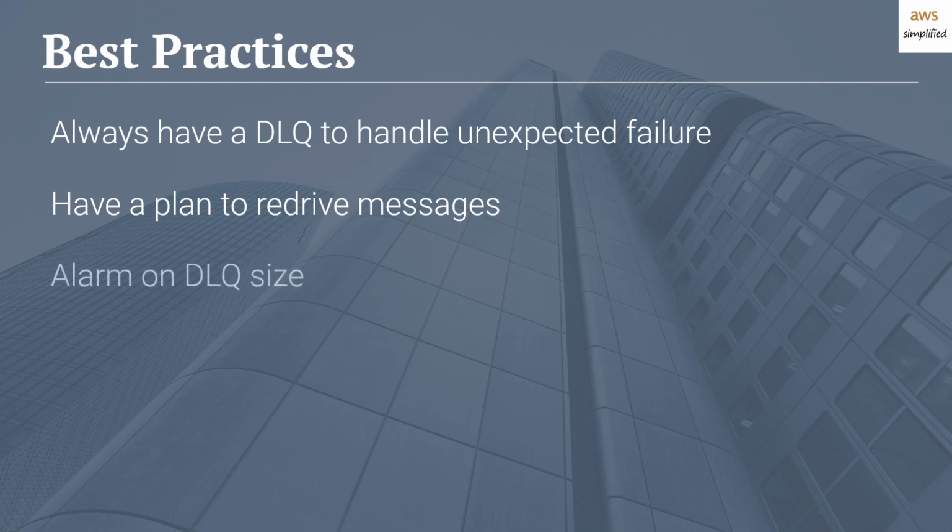And the third: it doesn't matter if you have a DLQ and a redrive mechanism and a plan put in place. None of that matters if nothing tells you that there is a problem. So finally, make sure that you set up CloudWatch alarms on your DLQ size and make sure they notify you in case your Lambda starts failing and dropping messages.